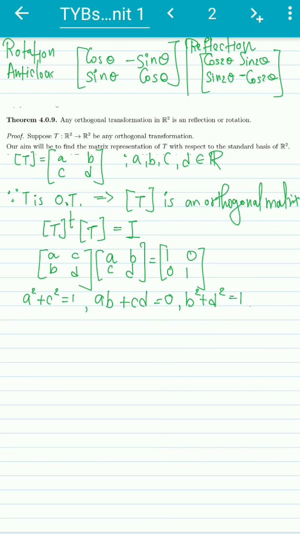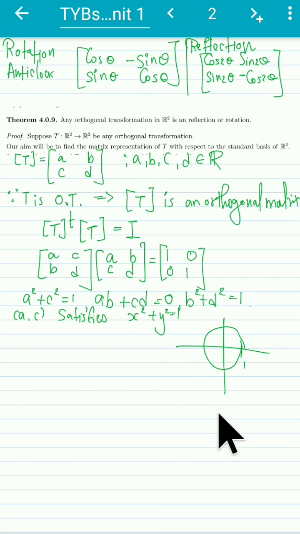Okay. So here if you observe the first and last equations, they are special equations, right? This A comma C satisfies x square plus y square equal to 1. Correct? So this is nothing but a unit circle. And if A comma C satisfies this, that means it is a point on this circle. My A comma C is a point.